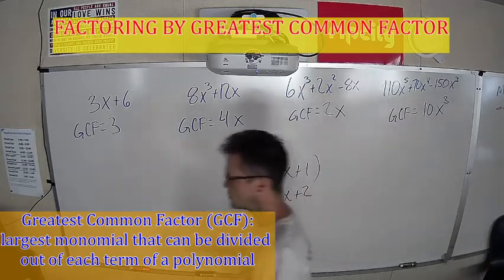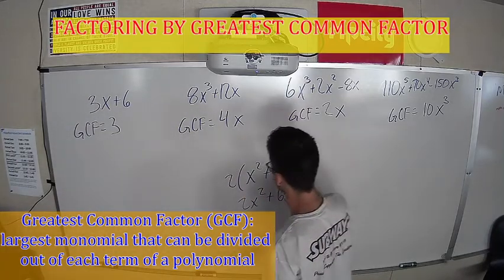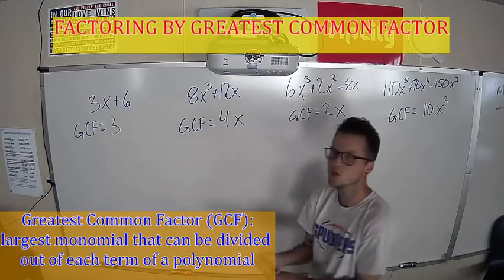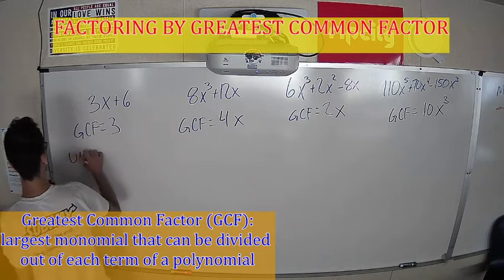So for our particular examples, we already found the greatest common factor for each of them, which is great. That's step 1. Step 2 is our undistributing. Undistribute.